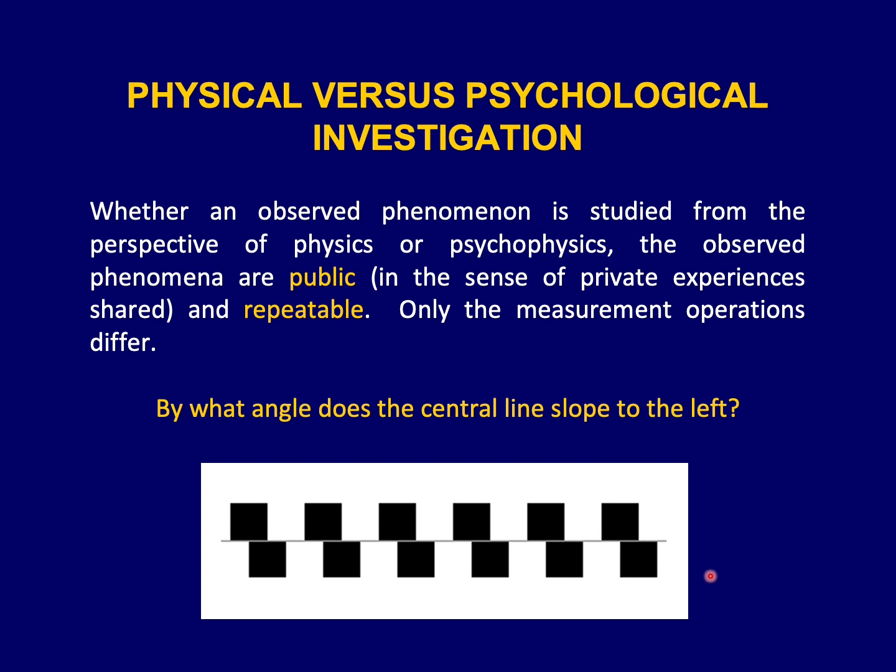If you're a physicist, of course, you're interested in whether the line actually is sloping to the left, and so you'd get a straight edge similarly, but place it directly on the line, and that would establish, if you ignored the distorting cues, that the central line is actually horizontal. And that's completely repeatable, and any number of physicists would make the same observation, and any number of psychologists would do likewise, using their different measurement operations. So in summary, whether the observed phenomenon is studied from the perspective of physics or psychology or psychophysics, the observed phenomena by either discipline would be public in the sense of private experiences they share, and repeatable. Only the measurement operations differ.